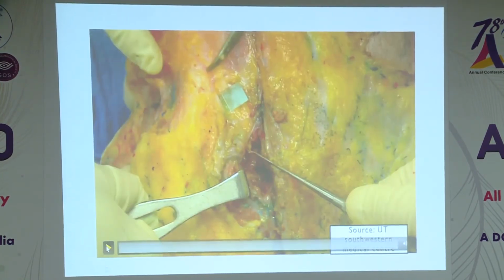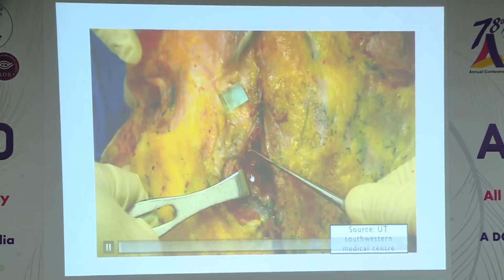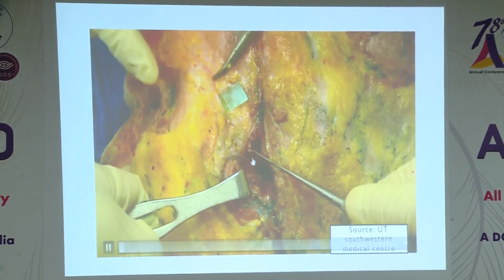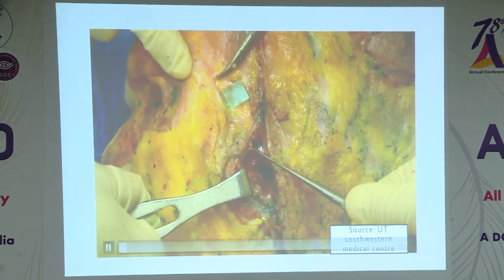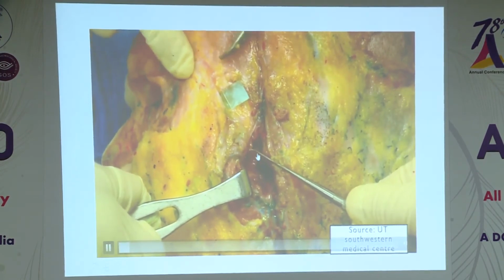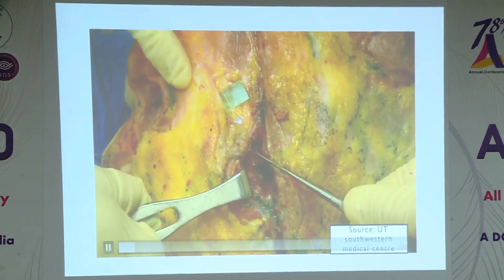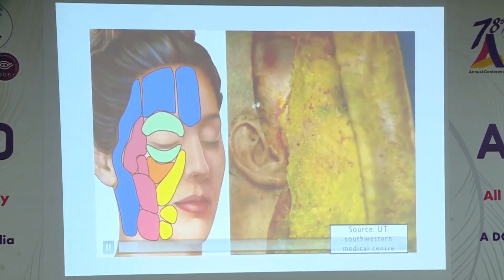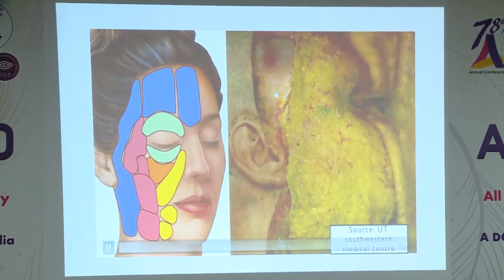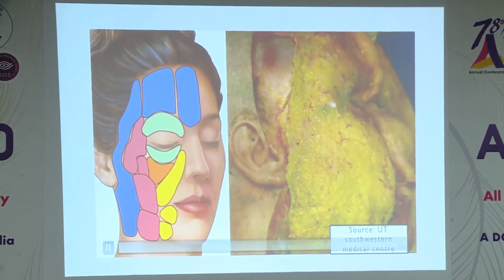Coming on to the midface. In the midface, the facial artery and facial nerve lie deep here. As the facial nerve travels up, it bifurcates and gives the branches frontal nerve and temporal nerve, superficial temporal nerve.